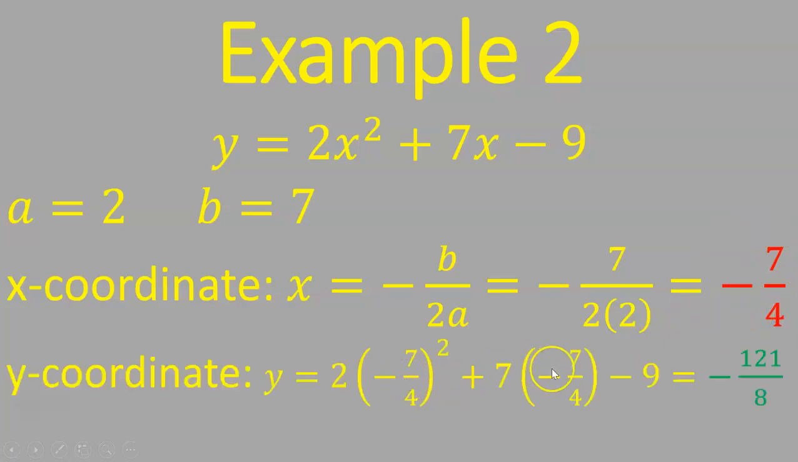We're going to plug that into the equation, again, into each x. So -7 over 4 is in for each x. And you can see what you get, -121 over 8. So my vertex is that. It got cut off a little bit at the bottom, but -7/4 and -121 over 8.